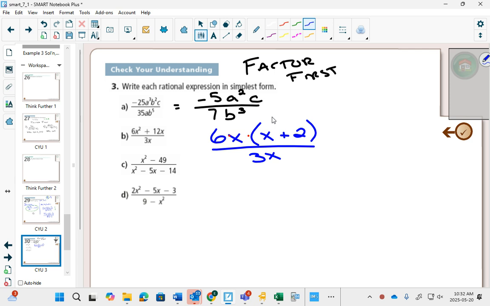So here we have 6 times x plus 2. So I would be able to do, what is 6 divided by 3? That's 2. What happens with my x's? They would simplify. And I would still be left with my x plus 2 on the top, which makes this 2x plus 4. This is using factoring.